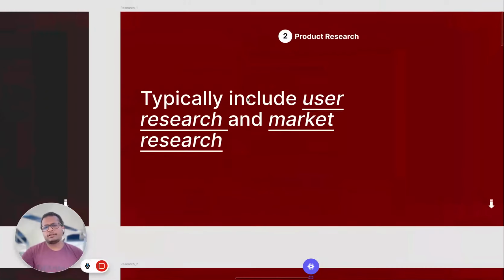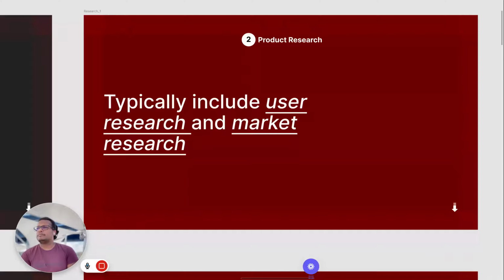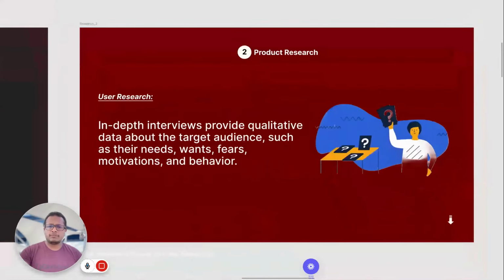User research and market research. User research is based on the user, like what they want. Market research is what the overall market standard is. Okay, let's deep dive in detail.